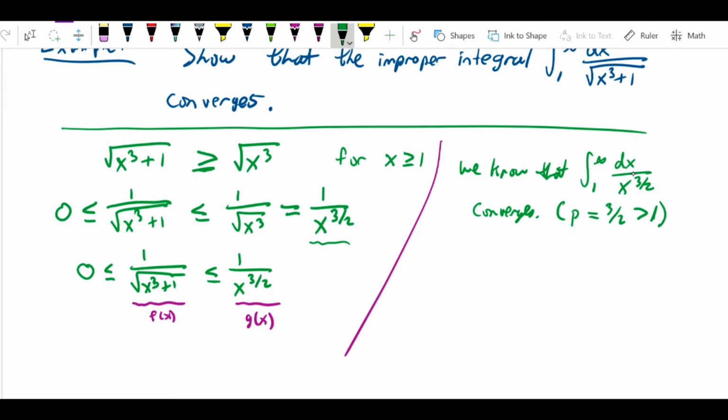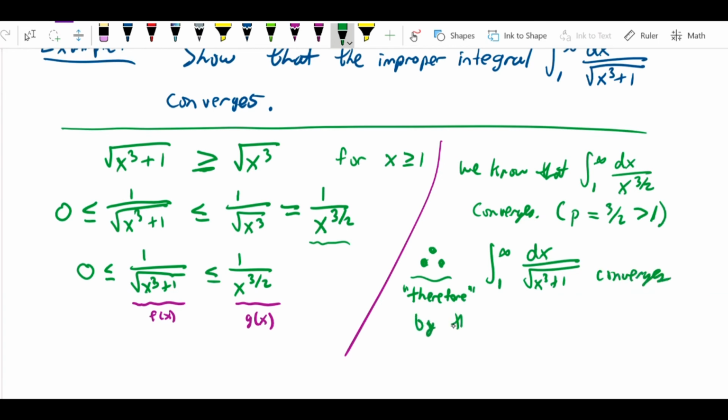We can say, therefore, once again, I think you've seen me use that with the 3 dots, it means therefore. Therefore, we can say that the integral from 1 to infinity of dx over x cubed plus 1 converges by the comparison test. Why? Because we know that its integrand is less than something that converges.